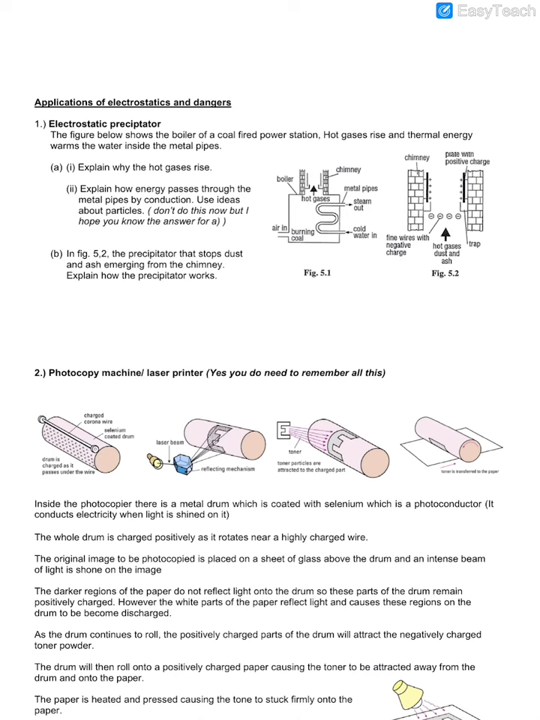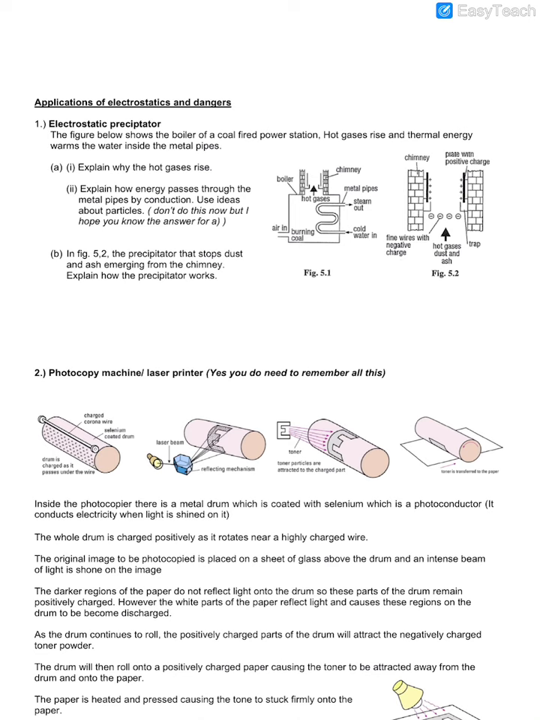So 1A, explain why the hot gases rise. Hot gases rise because they are less dense. Correct. So you say the gases, when heated, expand in volume, the mass remains the same, therefore density decreases, and being less dense, they rise. Same with part 2: how does energy pass through the metal pipes by conduction? All this you're supposed to know from the chapter.